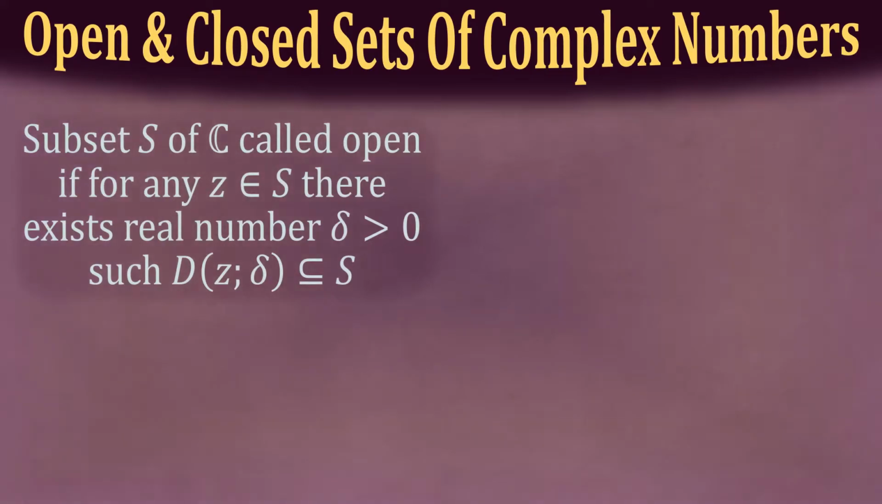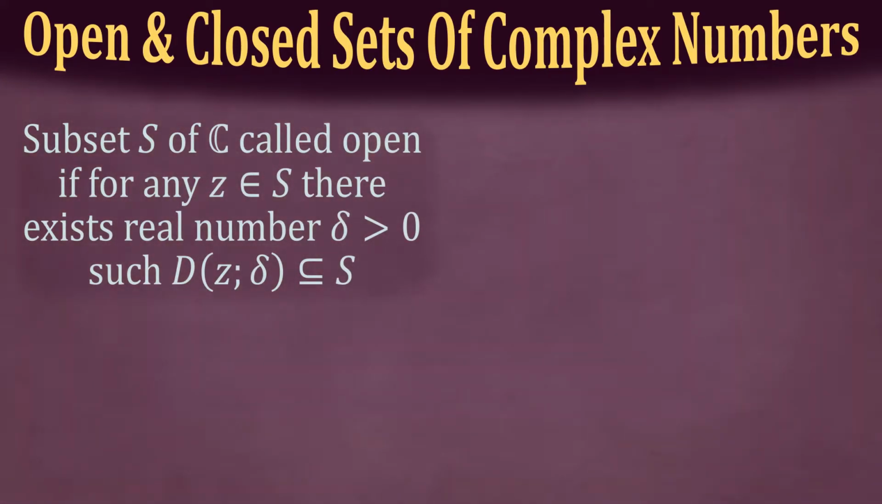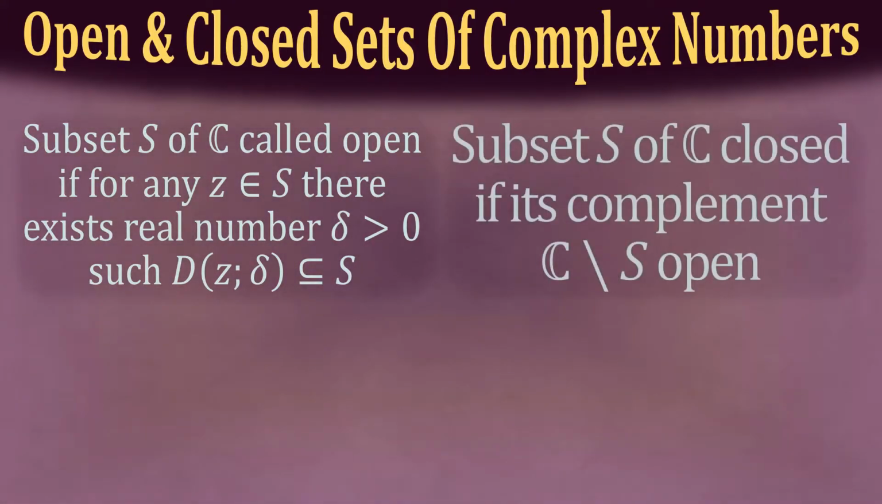Now let's define open and closed sets of complex numbers. A subset S of complex numbers is called open if for any z in S there is a real number delta greater than 0 such that D(z, delta) is a subset of S. A subset S of the complex numbers is closed if its complement, the complex numbers without S, is open.